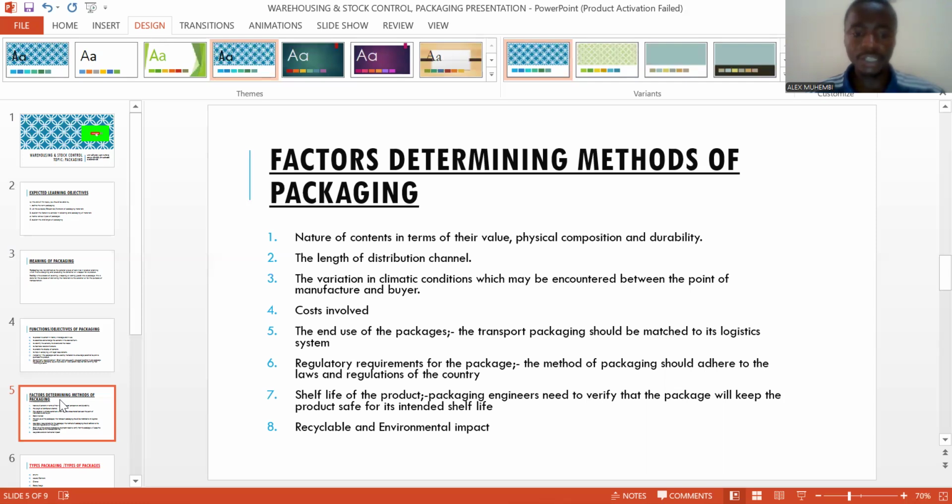Lastly, but not least, is recyclability, I could put it that way, and environmental impact. Which impact is the method that you want to use going to have on the environment? So that is a factor to consider. So these are factors which will determine the method of packaging. Now let's move on to the next part.